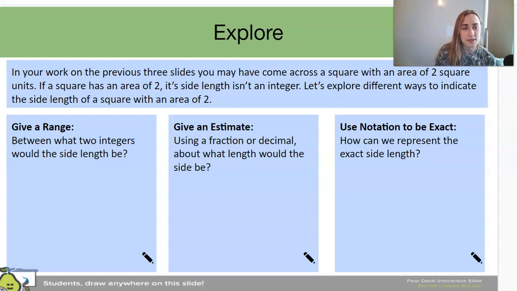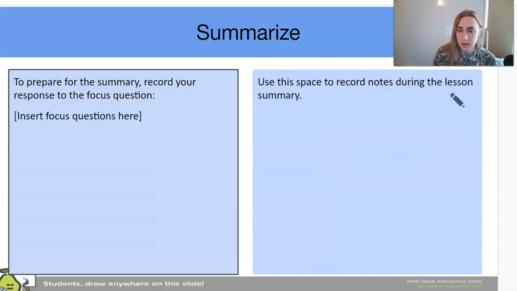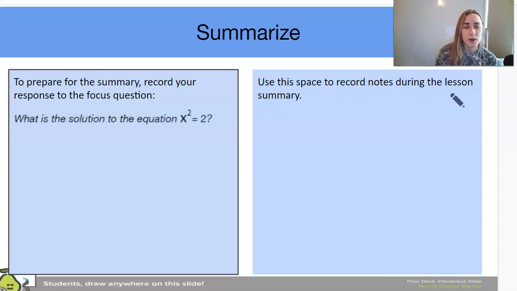And once you've had enough time to think about slide H, move ahead with me to the summary section. And as we summarize, we're going to respond to the focus question, which was, what is x when x squared equals 2?